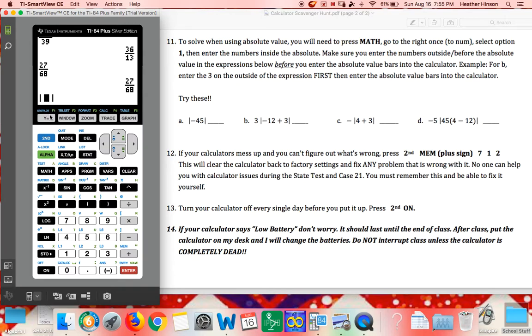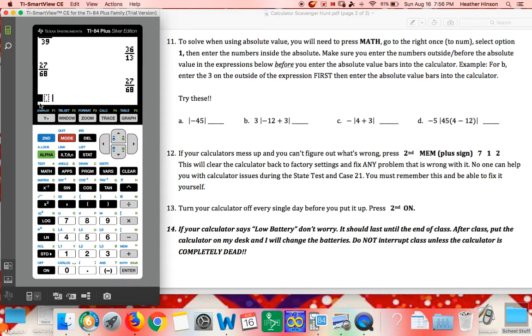Now, depending on what version of the calculator you have, your calculator may keep that abs button. And it may say abs parenthesis, and then you can plug in your problem. It may not have the bars, but it's still going to do the same thing. So whether it actually says abs or it plugs in the bars for you, it works the same exact way. So don't freak out if yours looks a little bit different.